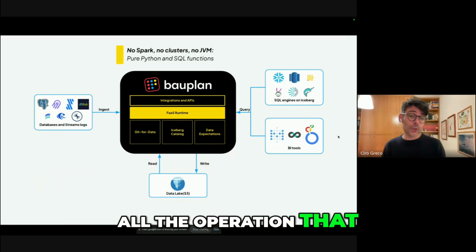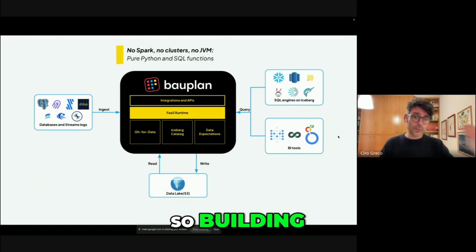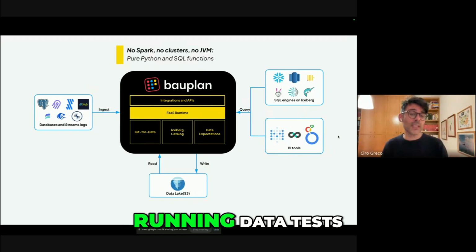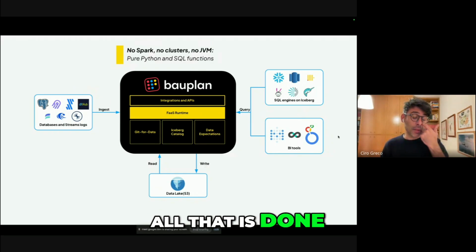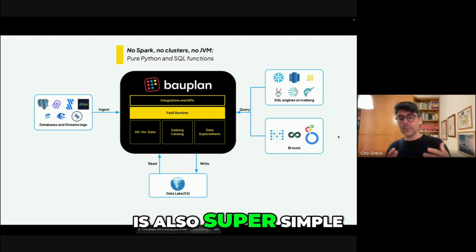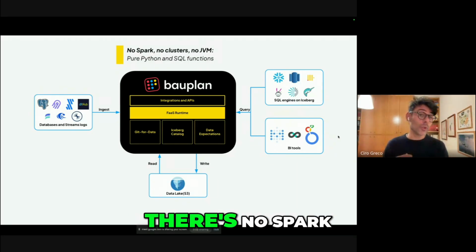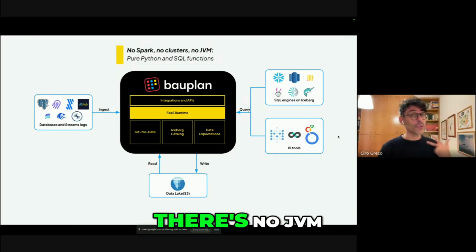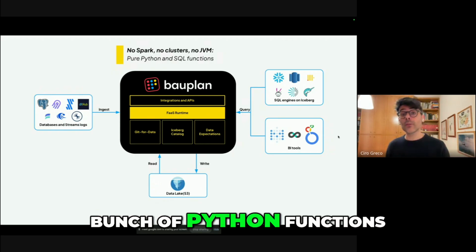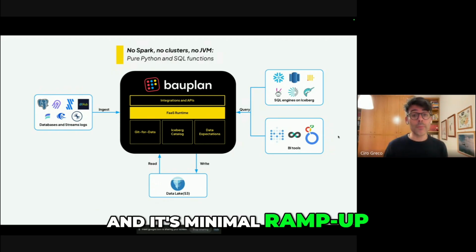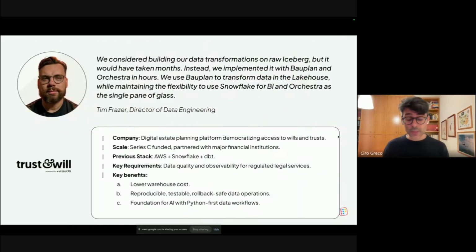All the operations that you do in this sense, so building, creating new tables, importing new data, running pipelines, running data tests, running queries, all that is done by a runtime. It is also super simple and abstracted away from you. So there's no infrastructure you need to manage. There's no Spark. There's no clusters. Most important, there's no JVM. So it's just a bunch of Python functions and SQL queries that you can run. And there's minimal ramp up for everyone to understand this.